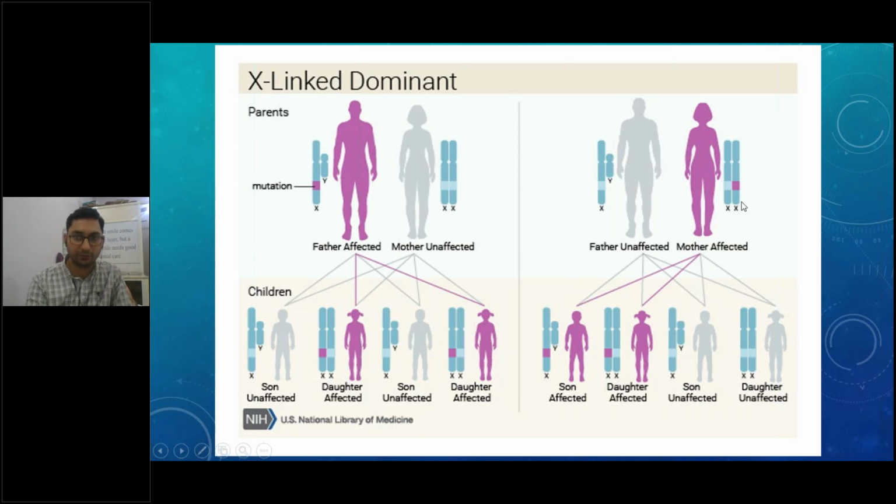Let's say in case the mother has this mutated gene, things will be different, right? Now one son and one daughter will be affected, because this X chromosome will go to a son and one X chromosome will go to a daughter. So one son and one daughter will be affected, and one son and one daughter will be normal. This is the son who has got the Y chromosome from the father and a normal X chromosome from the mother, and the daughter has a normal X chromosome from the father and a normal X chromosome from the mother. So 50% of children will be normal and 50% of children will be affected. This is X-linked dominant, and next is X-linked recessive.